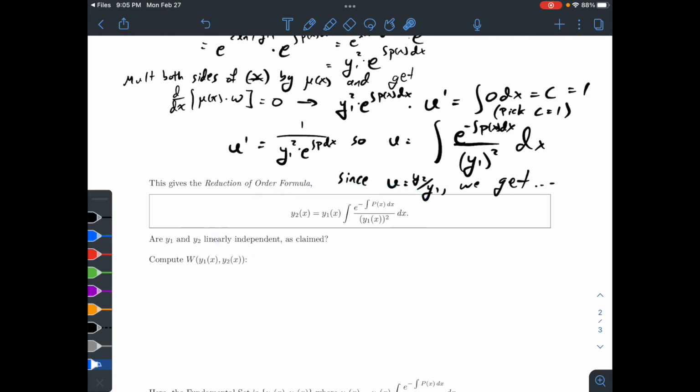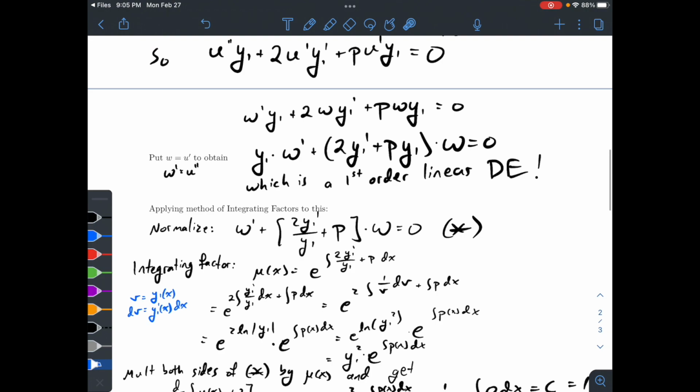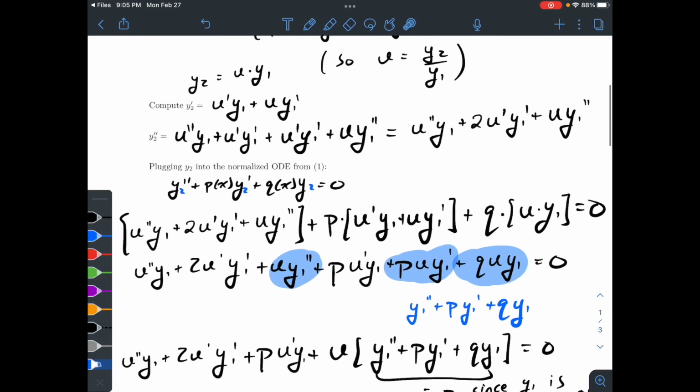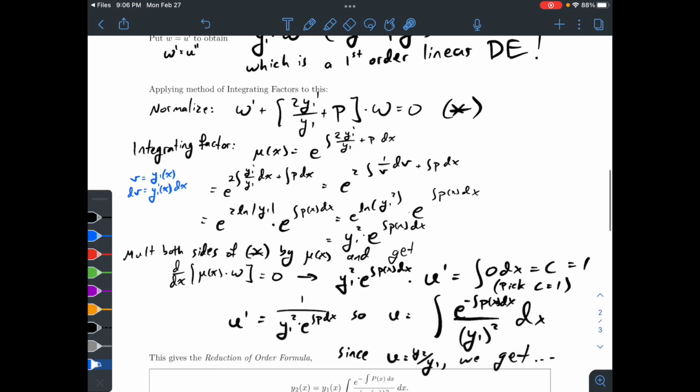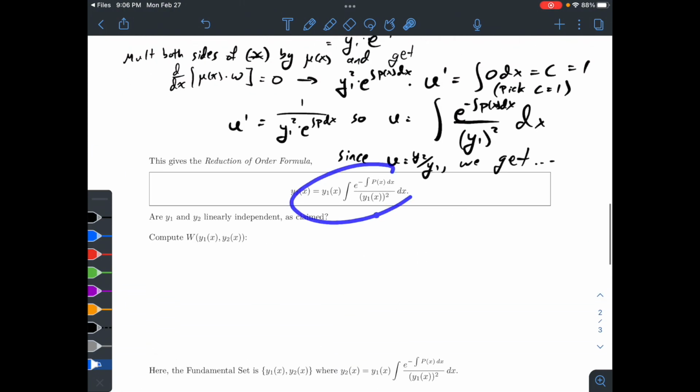All right, and so this is the reduction of order formula. Basically you normalize your differential equation. So take this thing, you normalize it right away. Then all you really need to know is your p of x. The q of x doesn't really show up in the formula at all, but you need to know your p of x and you need to know what your y1 is, the solution that you already have. And then this formula right here will tell you what your second linearly independent solution is based off of that.